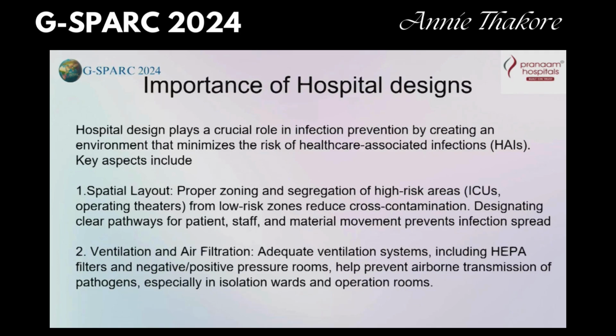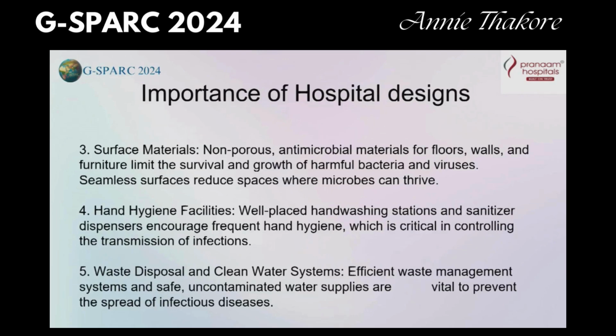If you do have a flow chart, if you do have a way of making the things and getting the differentiation of the flow, you will be one of the wonderful organizations. And ventilation and air filtration. That's very important. So adequate ventilation systems, including HEPA filters, negative positive pressure rooms, help prevent airborne transmission of the pathogens, especially in isolation wards and operation rooms.